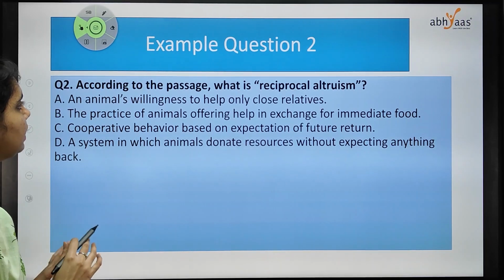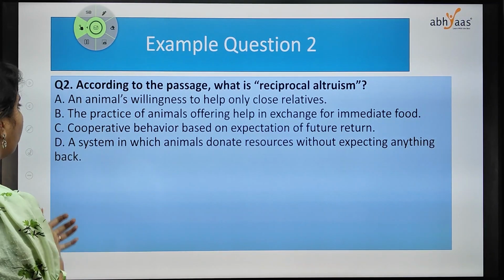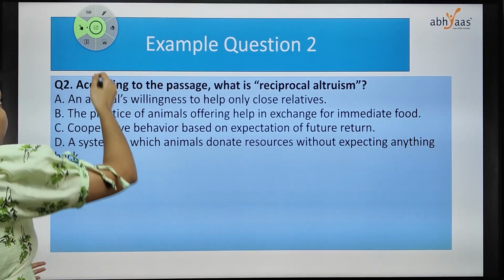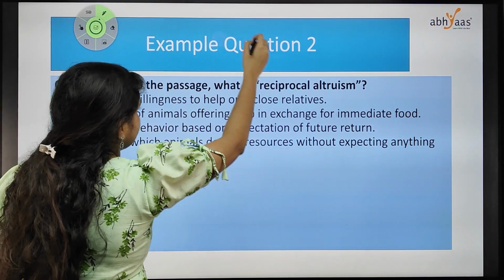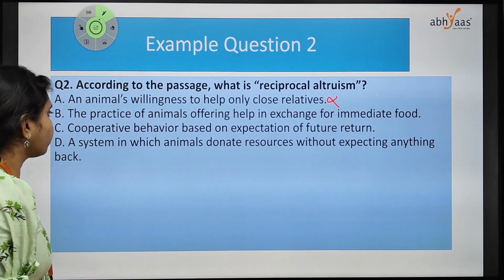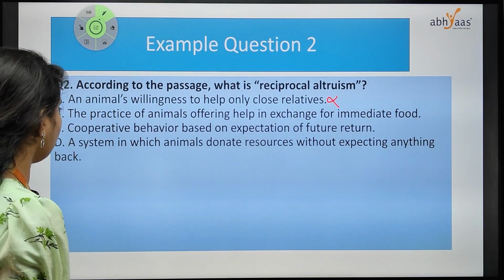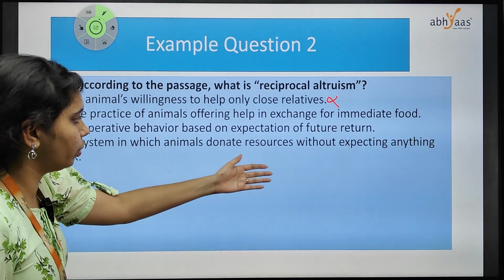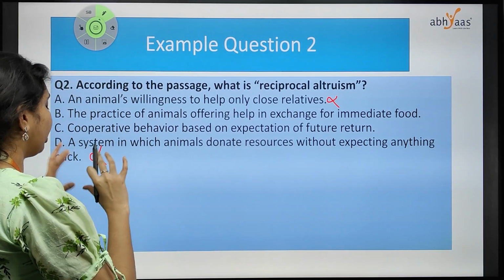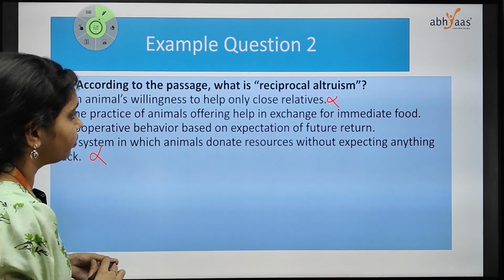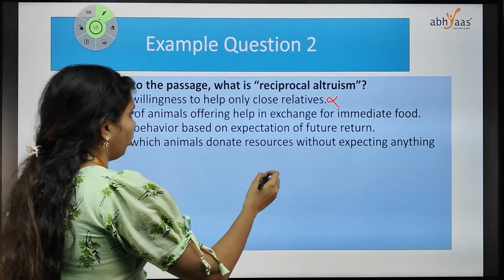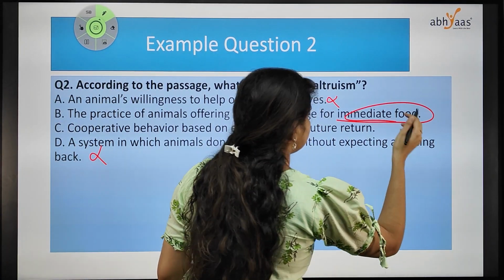According to the passage, what is reciprocal altruism? Okay, that is our question here. Animals' willingness to help only close relatives? No, because we have seen the example where bats and other animals share food. A system in which animals donate resources without expecting anything back? No, obviously there is mutual aid. That is also, some examples are given for that. The practice of animals offering help in exchange for immediate food? No. It's not just about food, but it's also about safety sometimes.